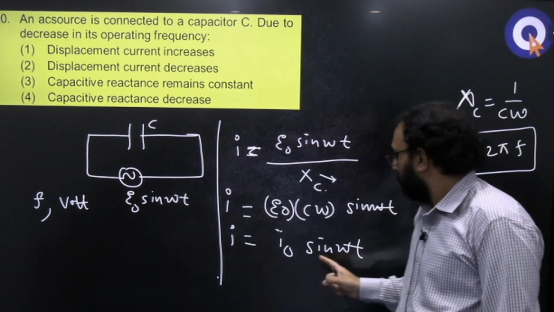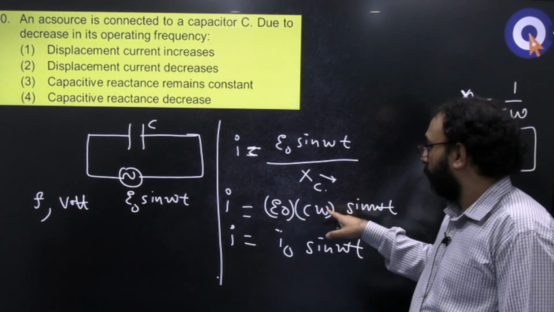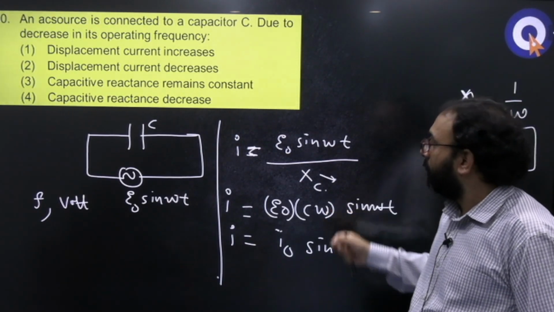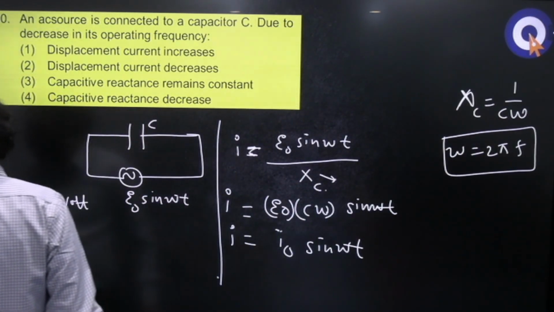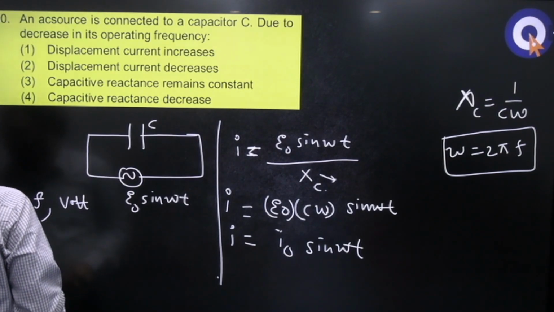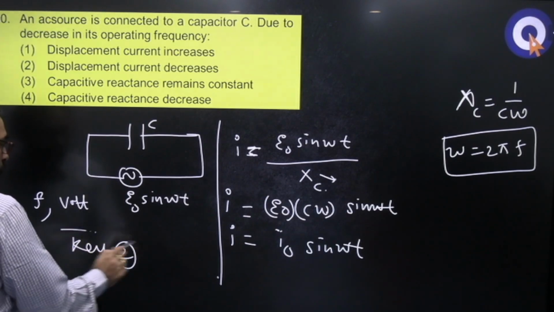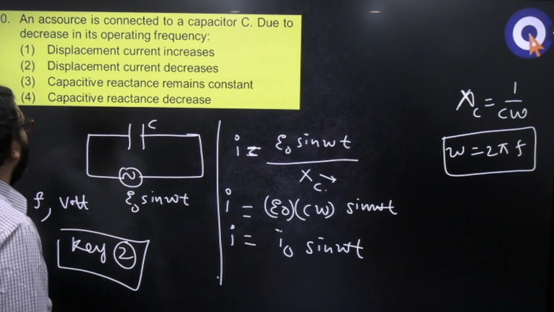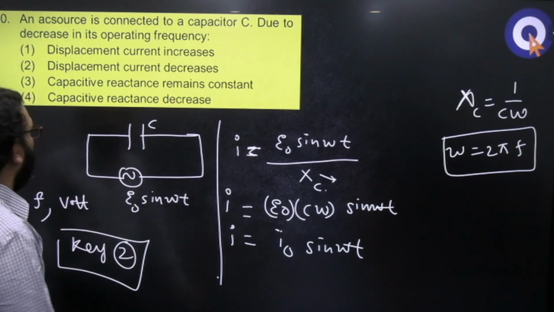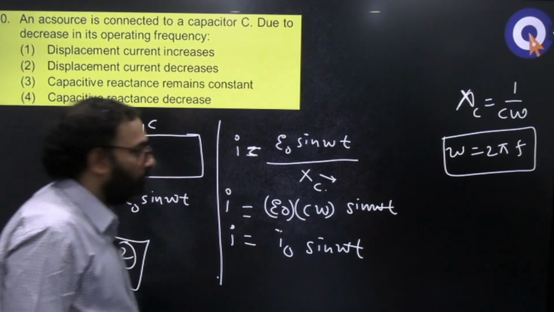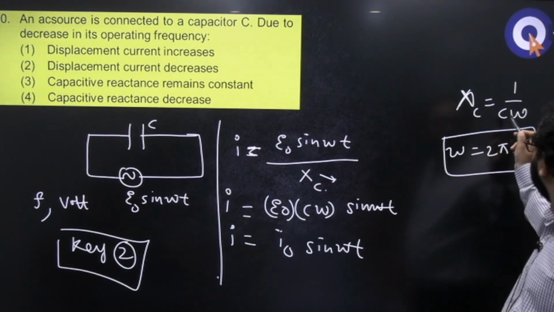So let us conclude. When omega increases, is displacement current going to increase or decrease? You can see the displacement current is going to decrease, and the key is 2. Why? Displacement current decreases and capacitive reactance remaining constant is not possible. Capacitive reactance decreases is also not possible. Why? Because clearly XC is 1 by C omega.